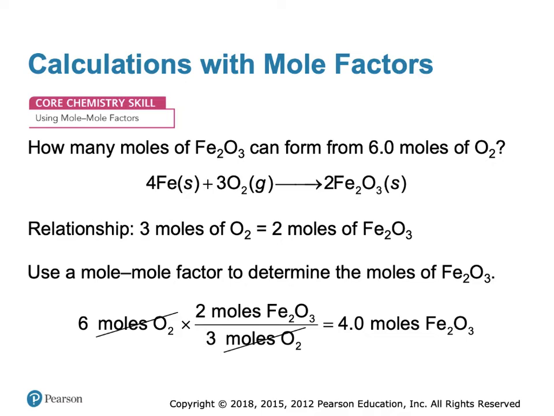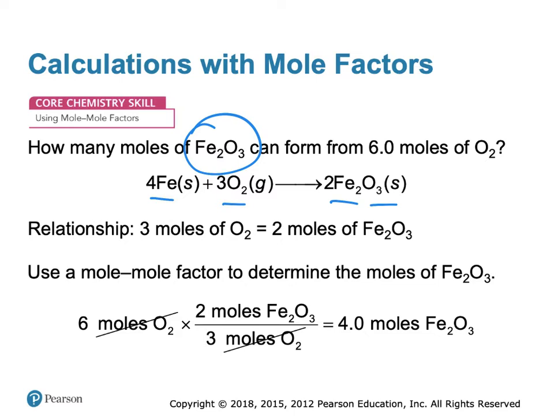So let's check to make sure our equation is balanced. On the left we have 4 irons, on the right we have 4 irons. And then on the left we have 6 oxygens, and again we have 6 oxygens on the right. So we're balanced. So the question is saying how many moles of product can form if we have 6 moles of oxygen to start with.